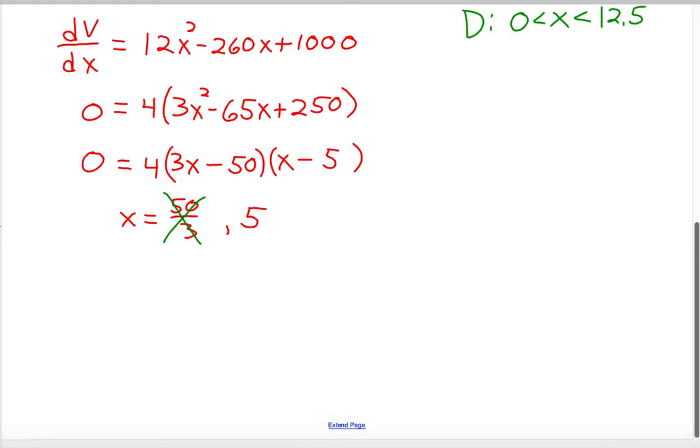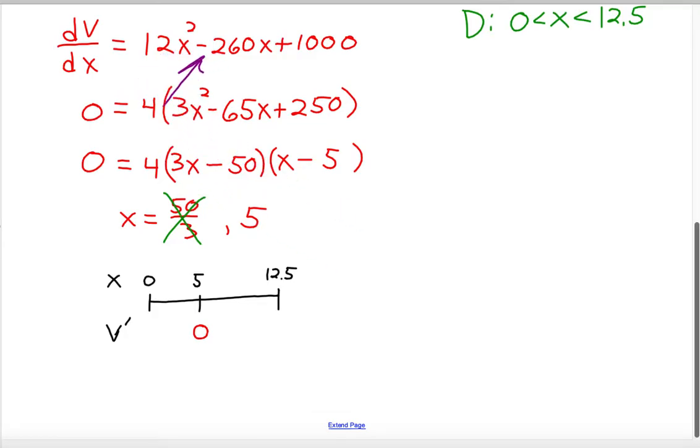Now, what's left is to verify it's a maximum. So 2 ways we can do this. We can make a sign chart. Now I know x has to be greater than 0 and less than 12.5. So, and we got x equals 5. So here's my x values, and here's my v prime values. And the derivative is 0 when x is 5. So let's pick a number smaller than 5, like 4. Let's get an arrow.